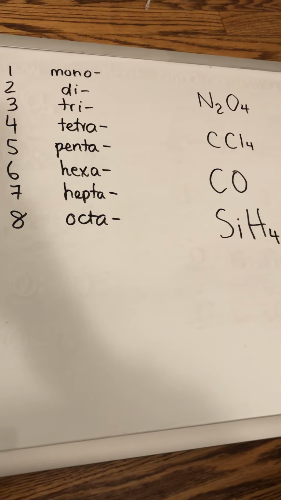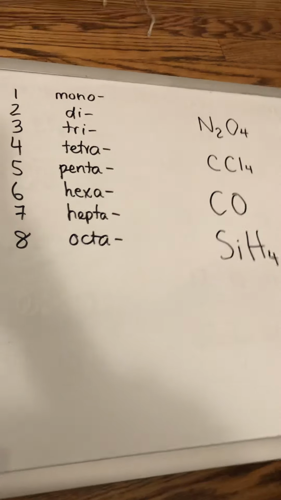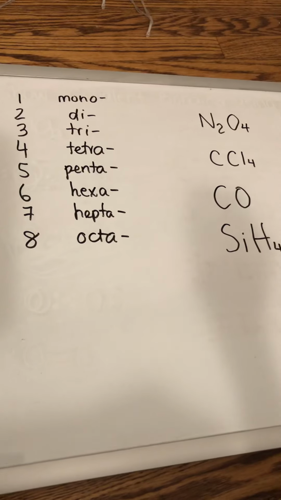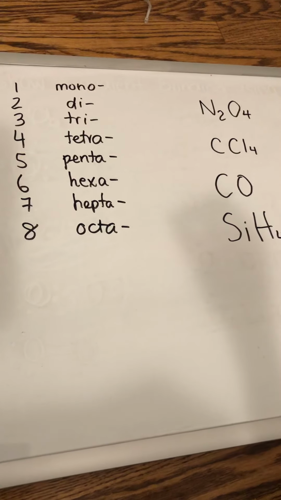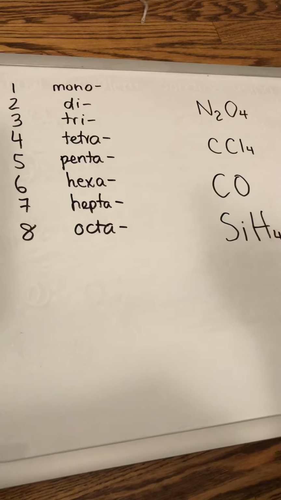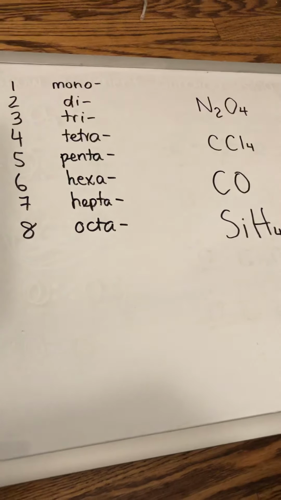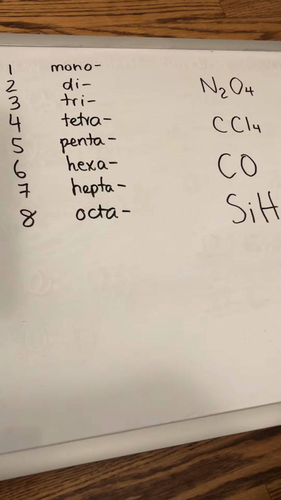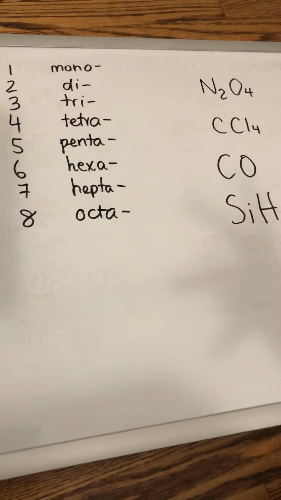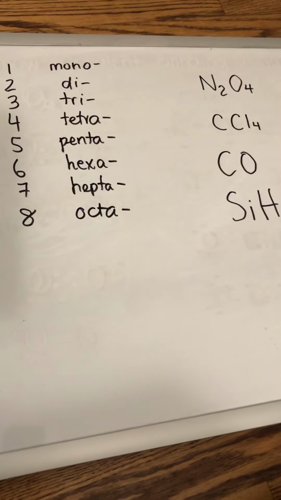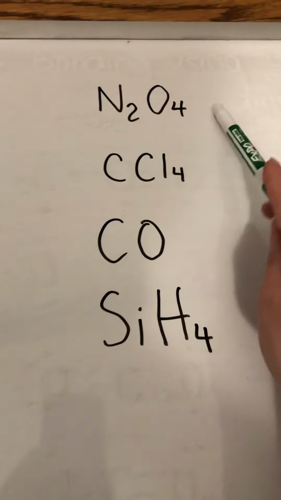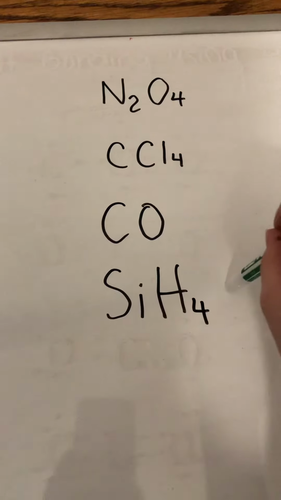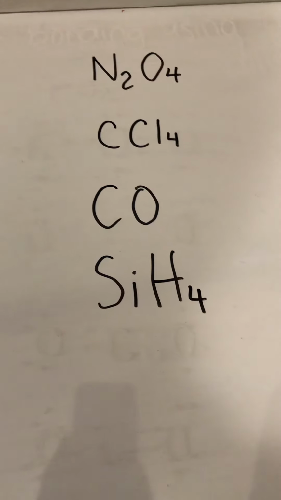So now we're going to be naming molecular compounds, which is different than naming ionic compounds. So you need to first recognize if you have a molecular compound or if you have an ionic compound, because on the test, they might be mixed in. So the first thing you do is determine if it's a molecular compound. So all of our examples here are molecular compounds. How did we figure this out?